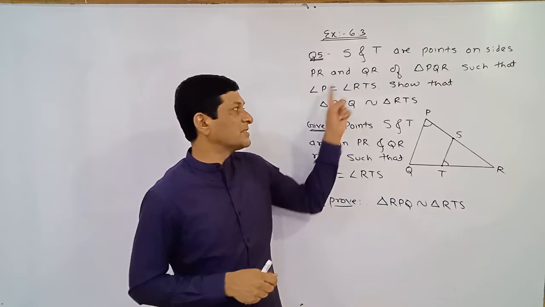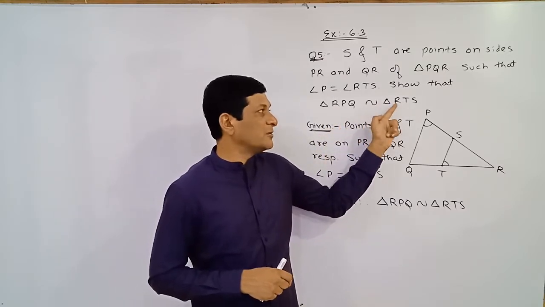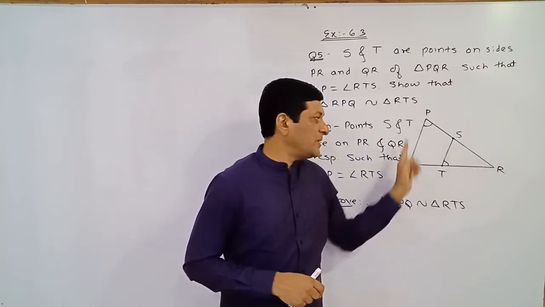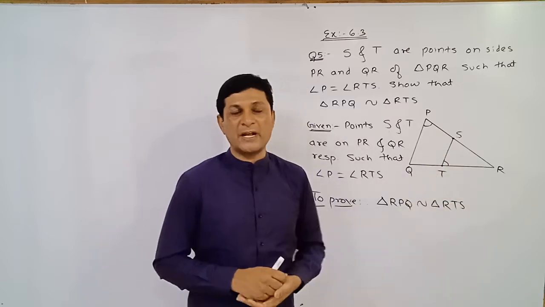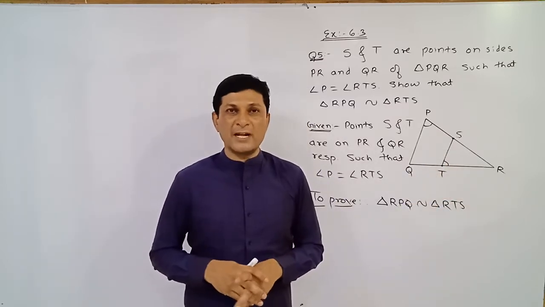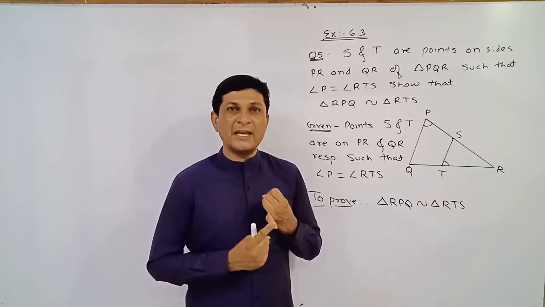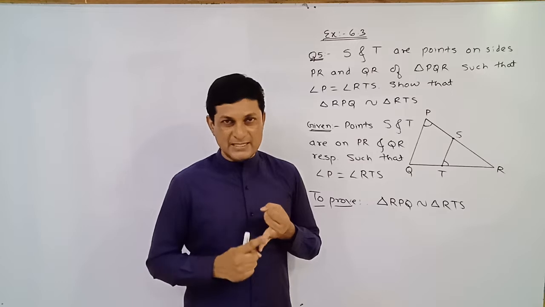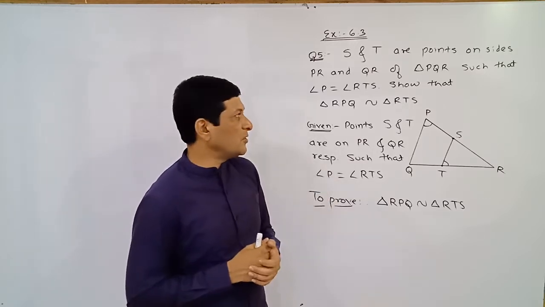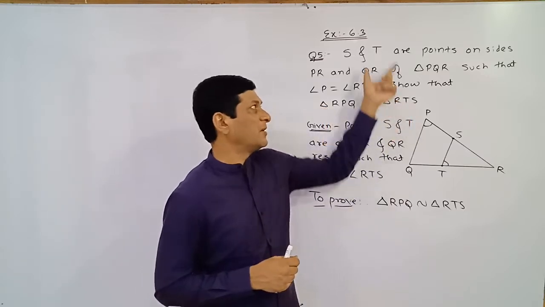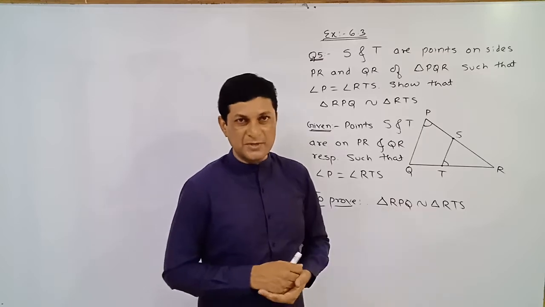Now, using all these conditions, we have to show that triangle RPQ is similar to triangle RTS. We have to show that these two triangles are similar. And to show that two triangles are similar, we have proved some criteria. One of them is the AA criterion, the second one is SSS, and the third one is SAS. If you observe these two triangles, the given conditions and what we have to prove are also written here.